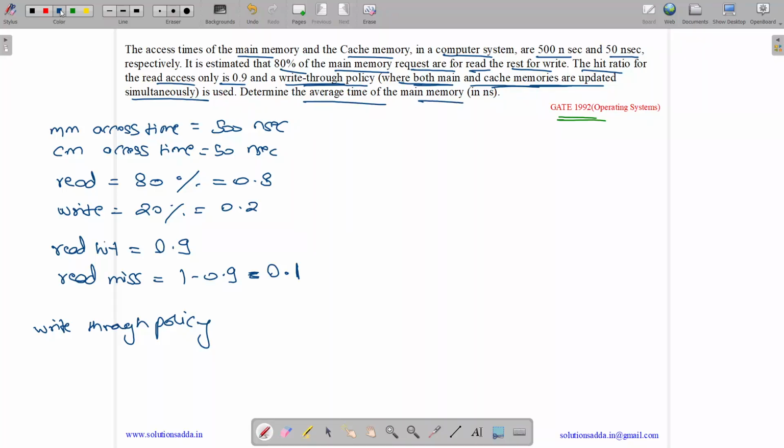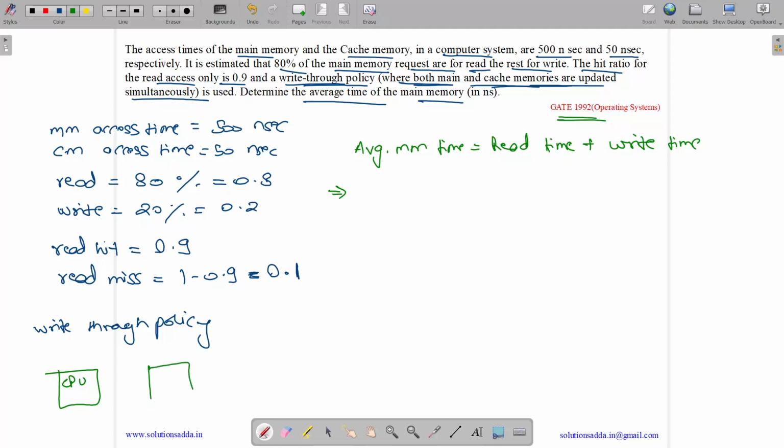Determine the average time of the main memory. Okay, I will explain what is average main memory time. So what all operations we are performing? We are performing just read and write operations. So it is equal to read time plus write time. Okay, now what can happen? Suppose this is our CPU. It generates an instruction and this is our main memory. First cache memory will come, then we will have main memory. Okay, what is the probability of getting a read instruction? So let us break it down.